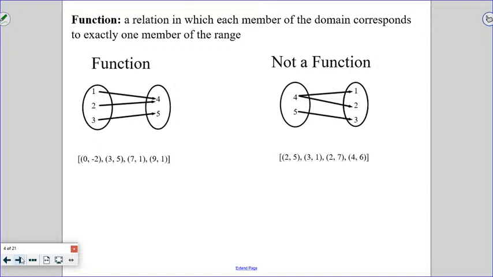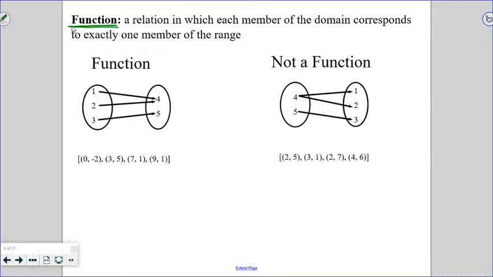Okay, so now specifically we're moving on to what we will work most often with, and that is what's called a function. A function is a relation, which means it's a set of ordered pairs, okay? But specifically, each member in the domain, so each first number in those ordered pairs, corresponds to only one other number.